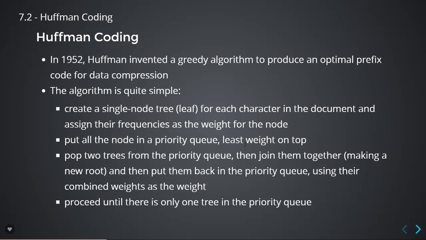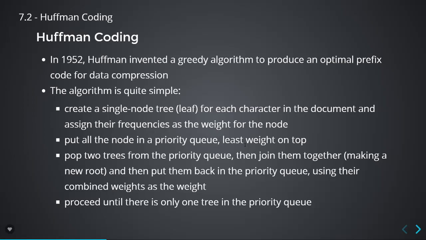Okay, what you do is you count the frequency of every single character in the document, and then you make a single node tree, or just a leaf, for every character. The weight of that node, or the weight of that tree if you like, is the frequency, the number of times it occurs in the document. Right, now put everything inside a priority queue and extract the least weight every time.